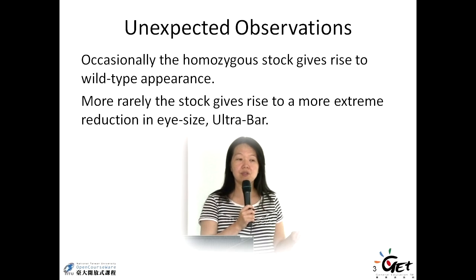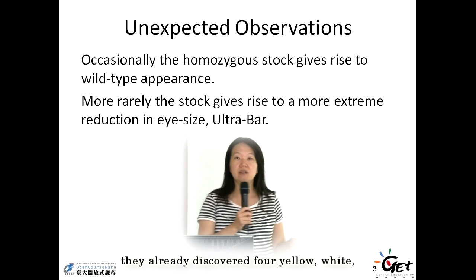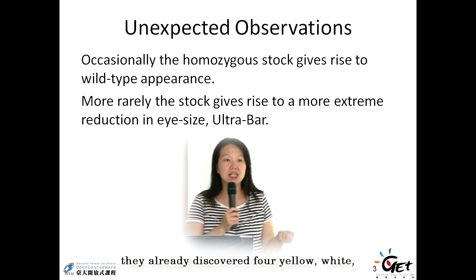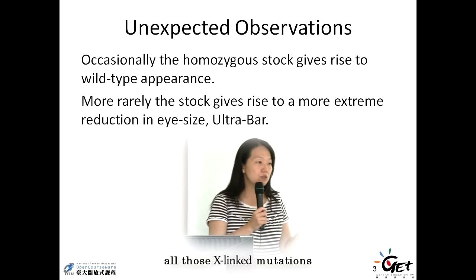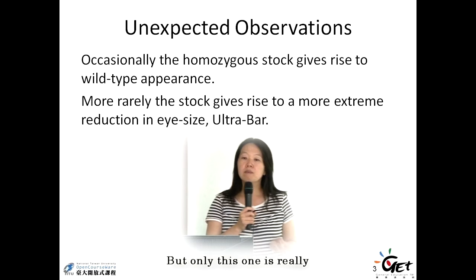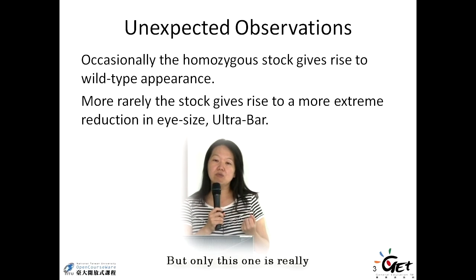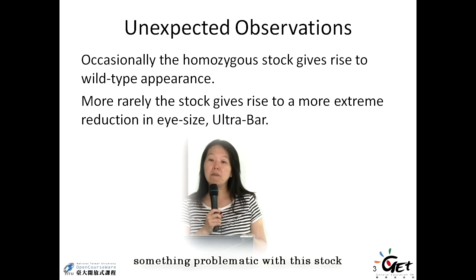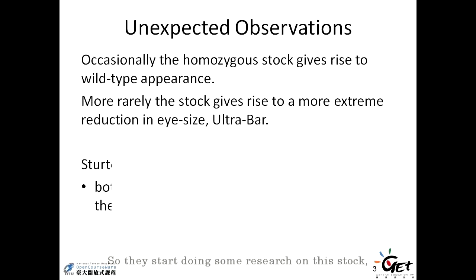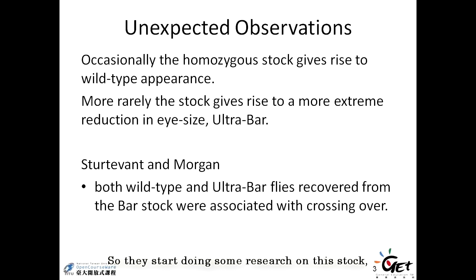Unlike others, by that time they had already discovered forked, yellow, white, all those X-linked mutations. But only this one had something really problematic with its stock. So they started doing research on this stock by setting up crosses.